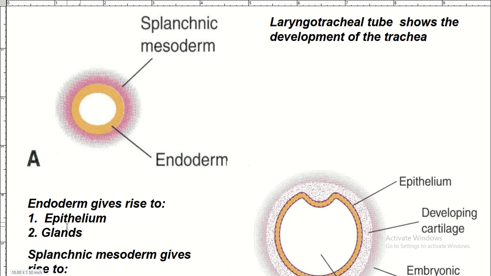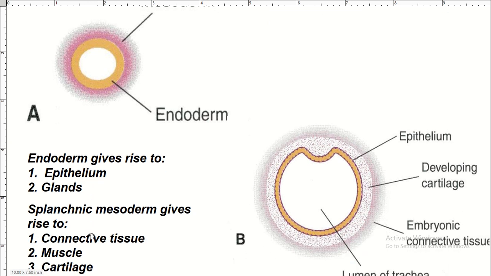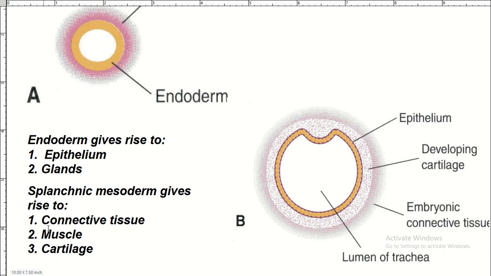Remember. But the muscle, the cartilage, the smooth muscle, the hyaline cartilages, right? The connective tissue, the blood capillaries surrounding your respiratory system tubes, they are going to come from the splanchnic mesoderm. So it gives rise to connective tissue, muscle, and cartilage.